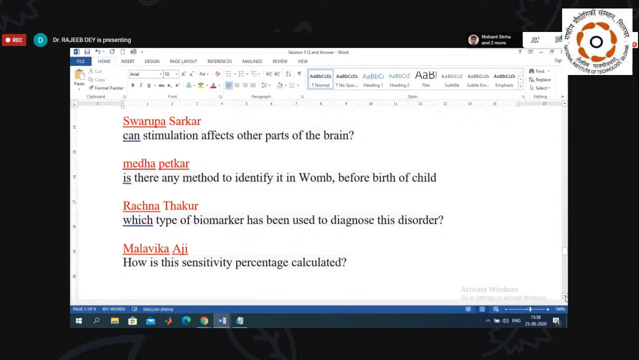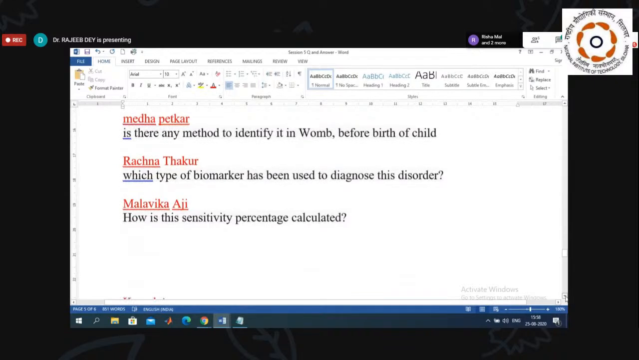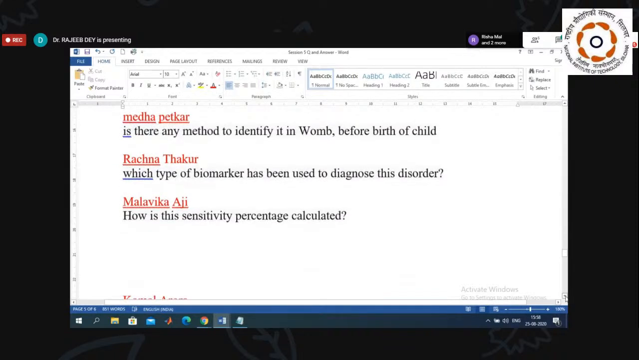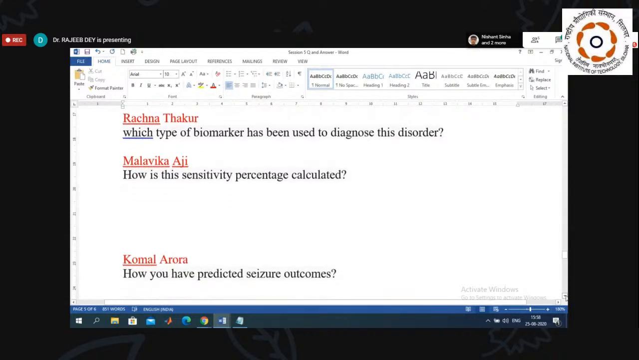Can stimulation affect other parts of the brain? It does affect other parts of the brain, just like surgery. Because it is like a network, is there any method to identify it? We do not know. I think this is a question which I don't know the answer to.